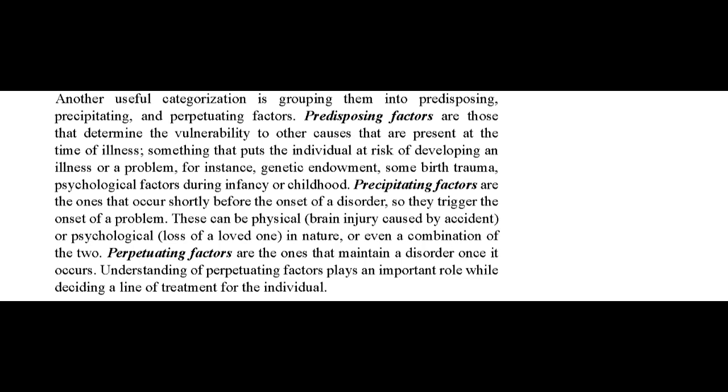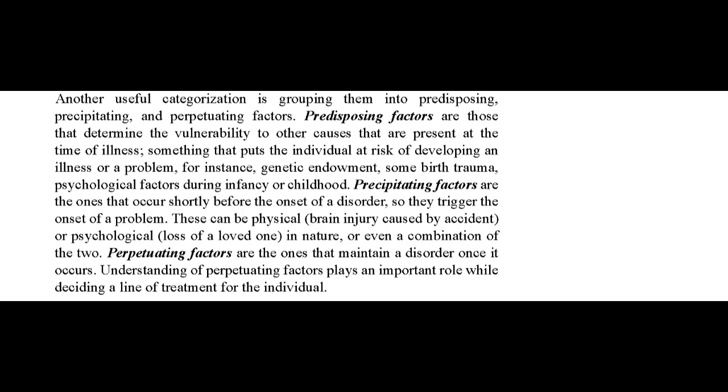Another useful categorization is grouping them into predisposing, precipitating, and perpetuating factors. Predisposing factors are those that determine the vulnerability to other causes that are present at the time of illness, something that puts the individual at risk of developing an illness or a problem, for instance, genetic endowment, some birth trauma, psychological factors during infancy or childhood.